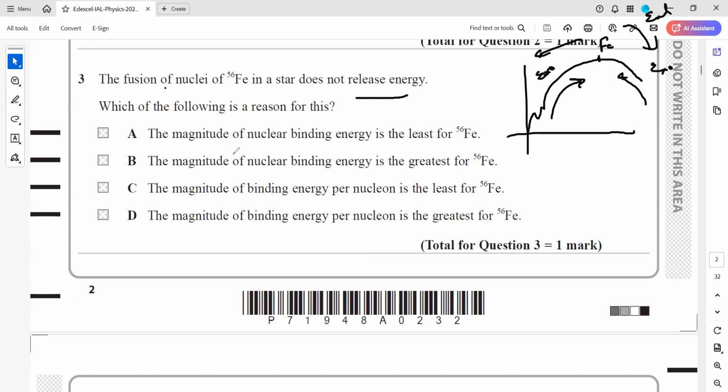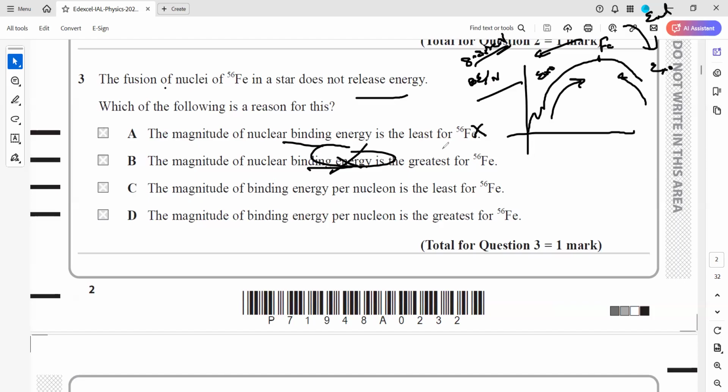So which one does it match with? The magnitude of nuclear binding energy is least for Ni. The magnitude of nuclear binding energy is greatest for iron, Fe-56. It's not binding energy. This graph is not only binding energy, this is binding energy per nucleon. So why is this wrong? Binding energy is for the total. Binding energy depends on the number of nucleons. But this graph which we have is binding energy per nucleon. Like for iron, it is about 8.8 mega electron volt. It means we need about 8.8 mega electron volt to remove one nucleon from the iron.